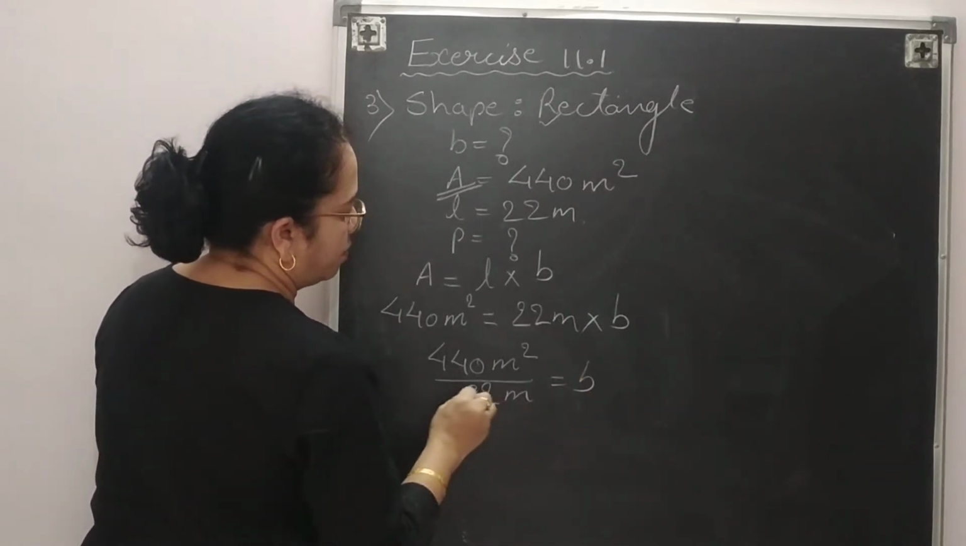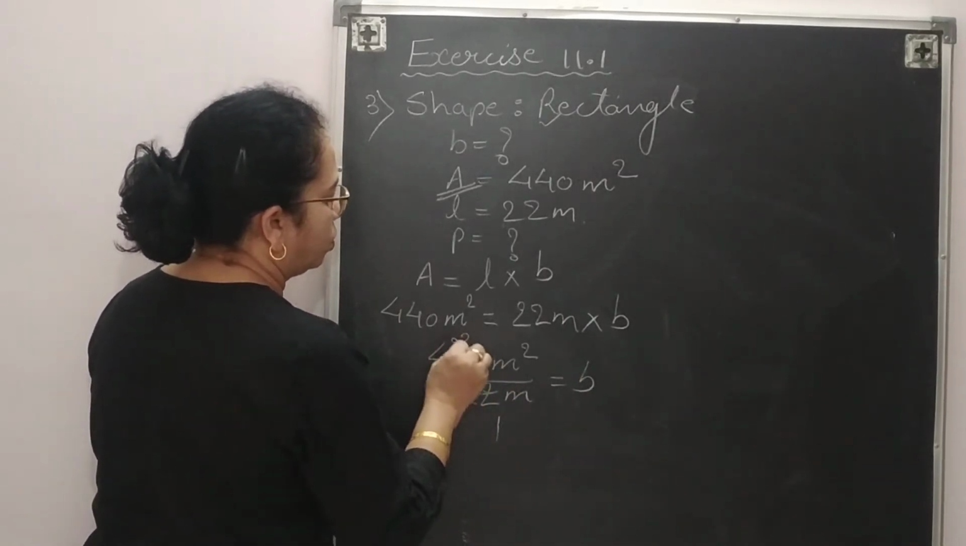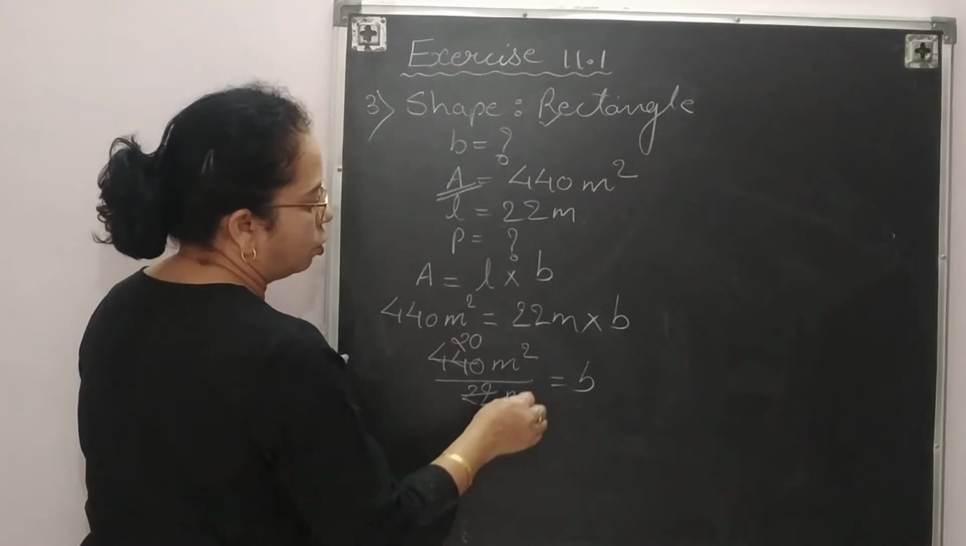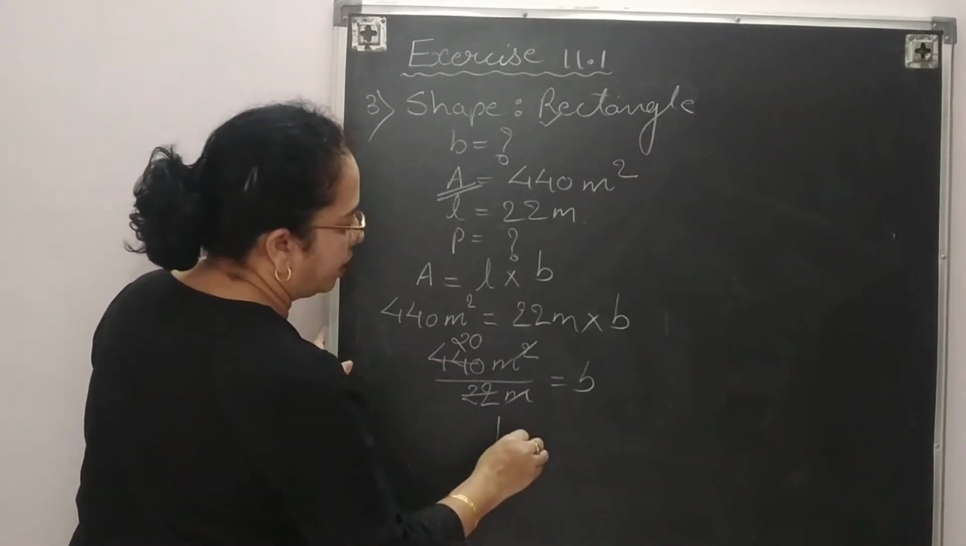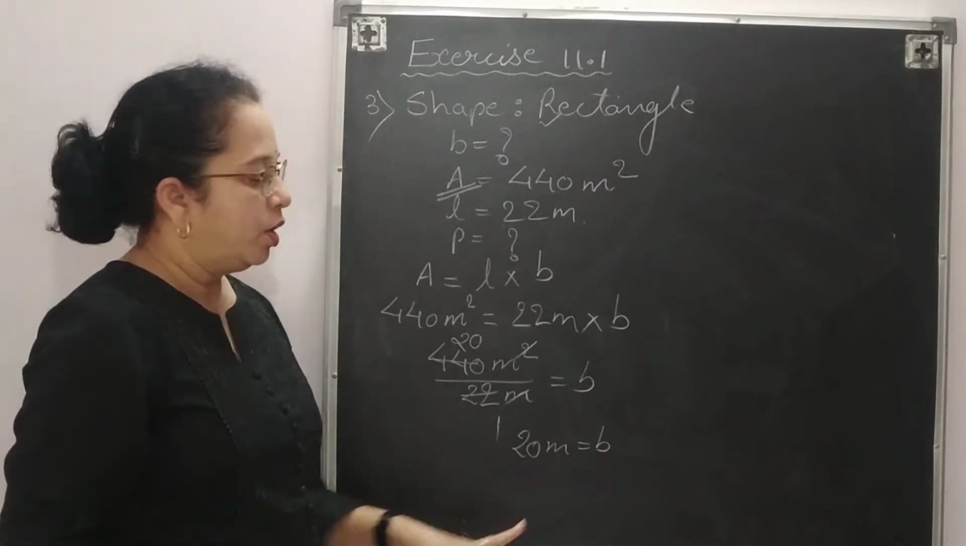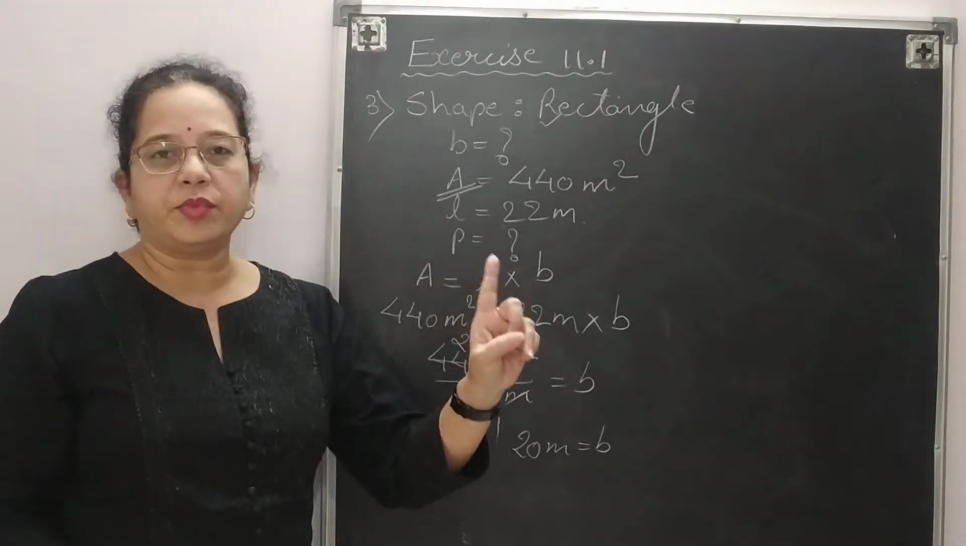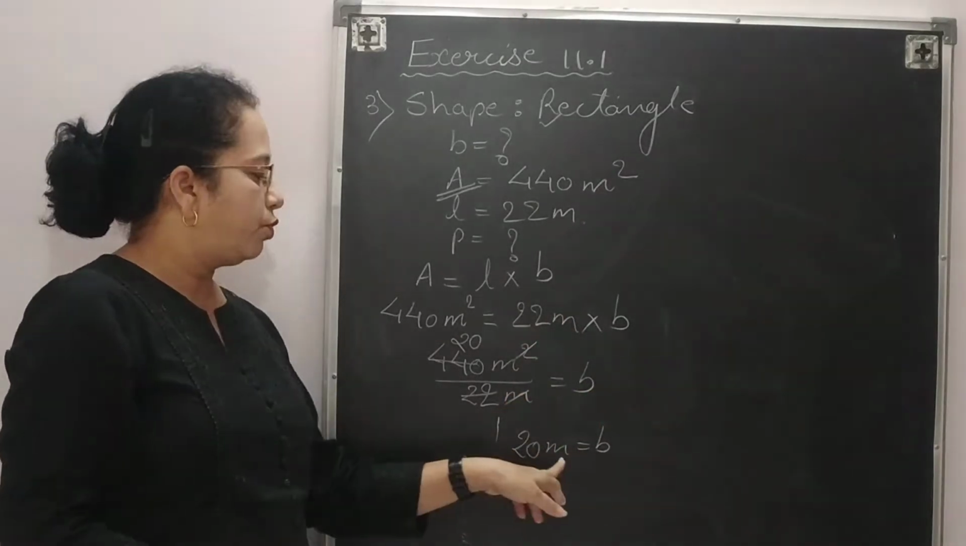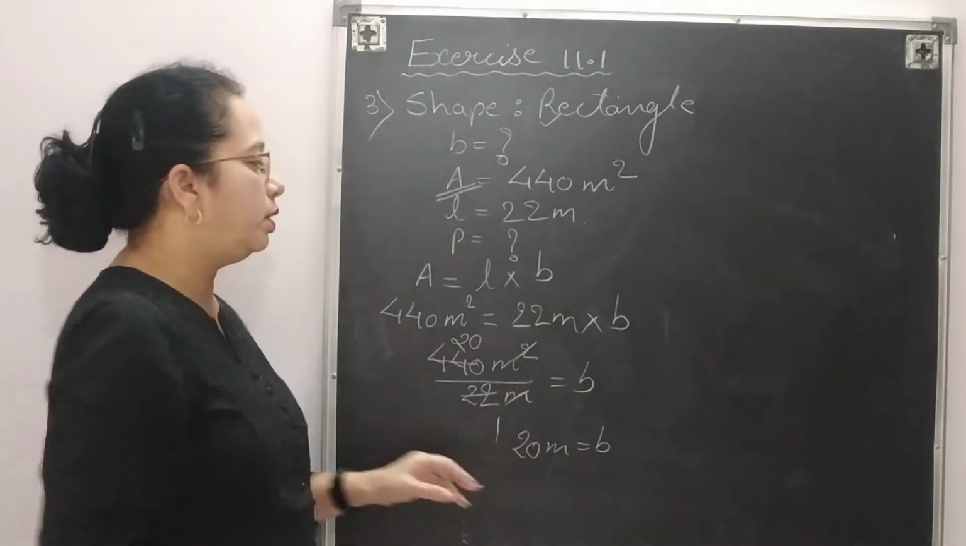Now you can cut the number. 22 ones are 22, 22 twos are 44 and one more 0. 1 meter and 1 meter will get cancelled. So 20 meter is equal to breadth. You know that breadth is a single dimension, only length is given. So the unit will be only meter.